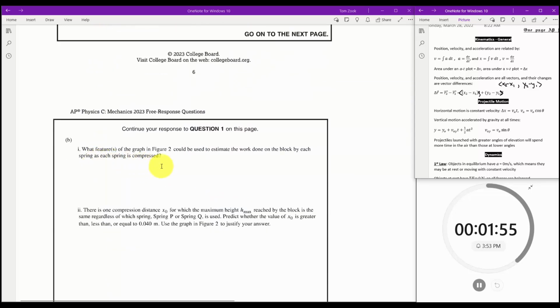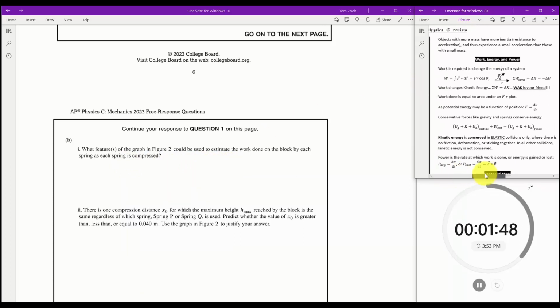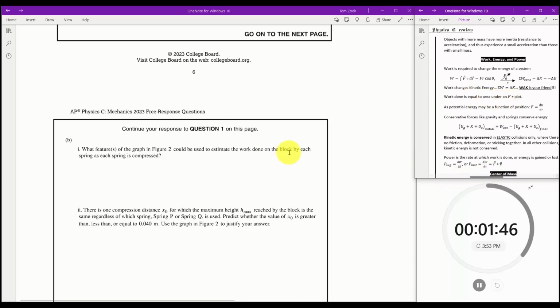Part B, part I. What feature of the graph in figure 2 could be used to estimate the work done? Work done is the area underneath the graph. We got that right here in our one pager. So I'm not going to do any sort of calculations. I'm going to say that work is area under graph.